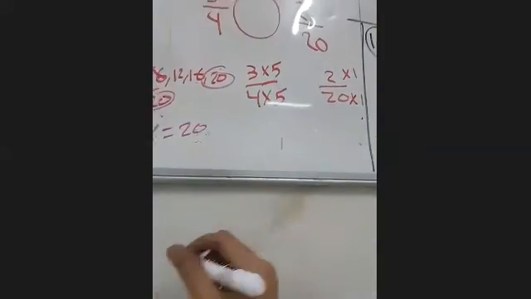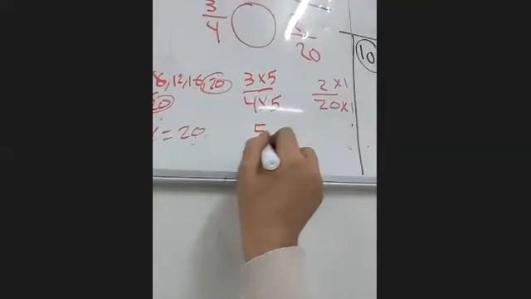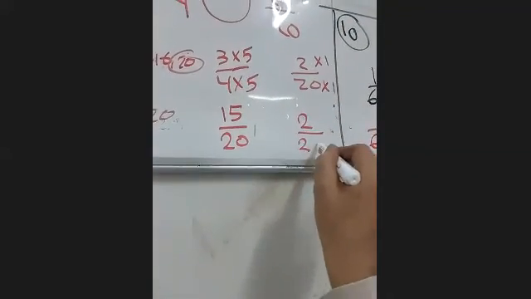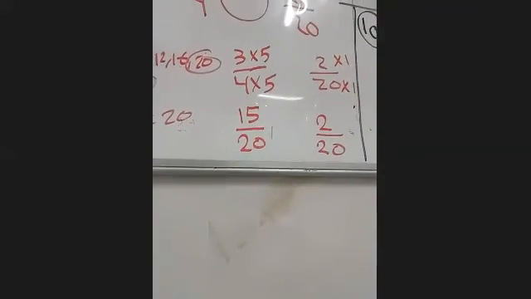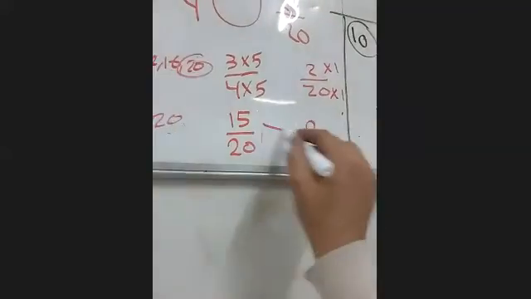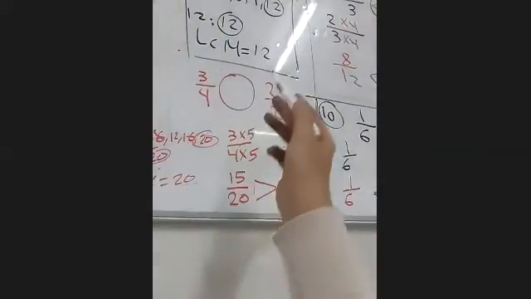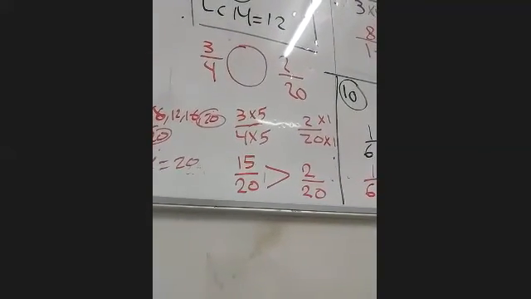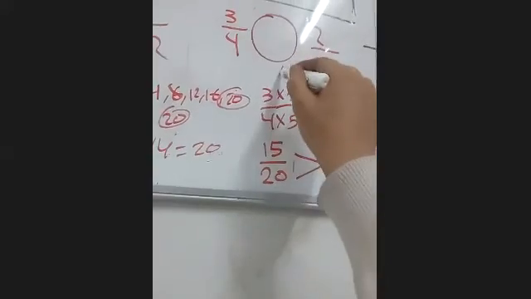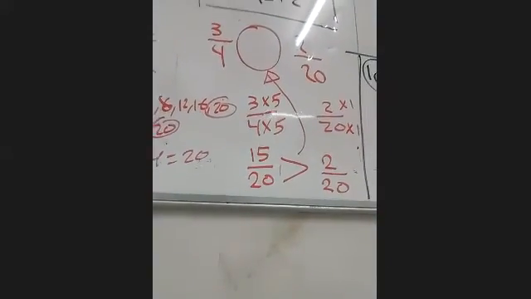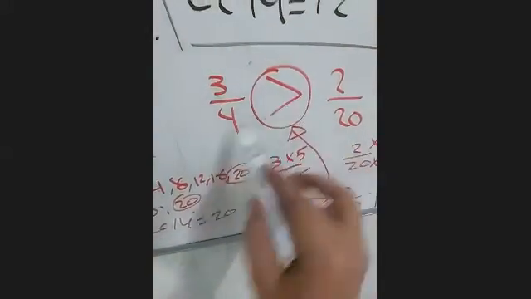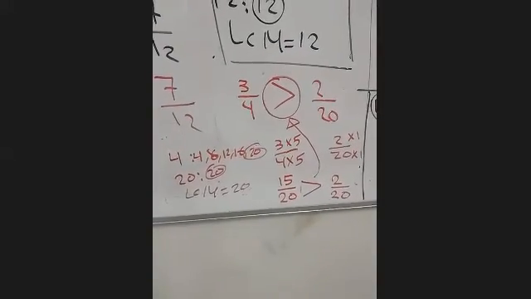Now find the answers down here. 15 over 20, and here 2 over 20, right? Which one is bigger, 15 over 20 or 2 over 20? 15 over 20. Up here, which one is bigger, 3 over 4 or 2 over 20? The same one, my son. Look here, put it the same. Which one is bigger? 3 over 4. Do you understand it? Good boy.